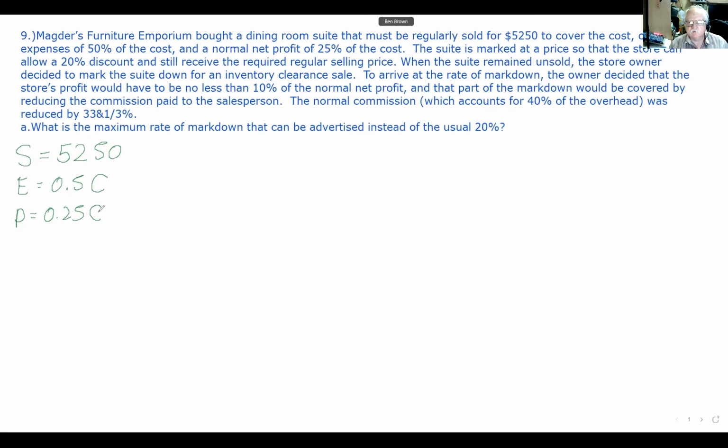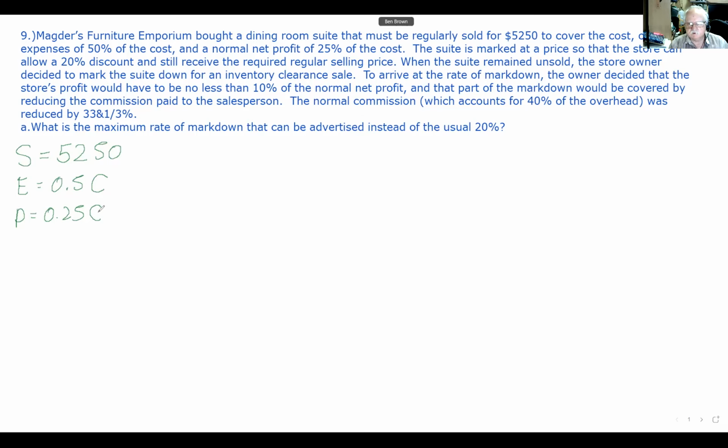To arrive at the rate of markdown, the owner decided that the store's profit would have to be no less than 10% of the normal net profit, and that part of the markdown would be covered by reducing the commission paid to the salesperson.